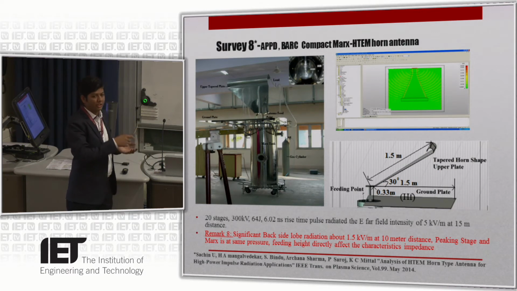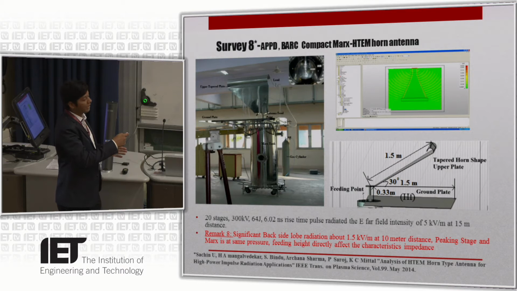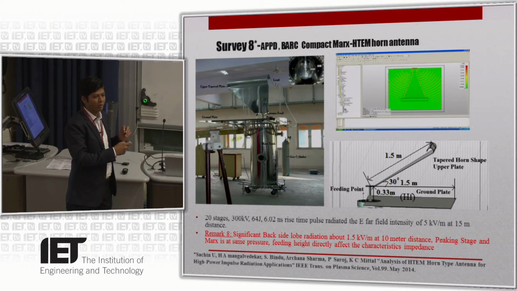Initially we faced a problem: the spark gap and Marx tank were at the same pressure, so the capacitor tank was not able to handle 2 kg per square centimeter and more. That is why we modified this peaking stage, isolating the pressure arrangement. There is one knob for the pressure arrangement and another for the tank arrangement. This compact newly developed peaking stage can handle about 14 kg per square centimeter pressure, and we also tested it with hydrogen gas and many different gases. Initially the rise time was 6.02 nanoseconds. To convert it into a UWB system, we need a rise time in the sub-nanosecond or picosecond range. Using this antenna, we achieved 5 kilovolt per meter electric field intensity at 15 meter distance. But this system is not really working well.